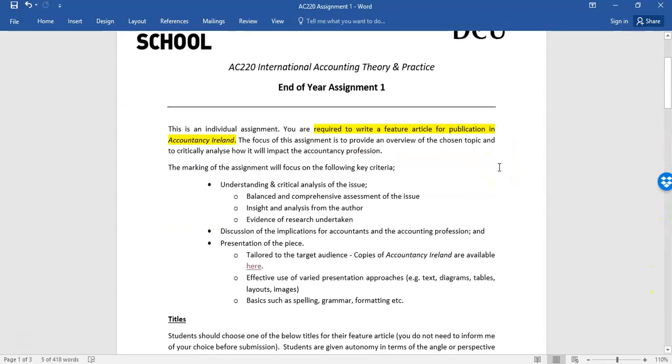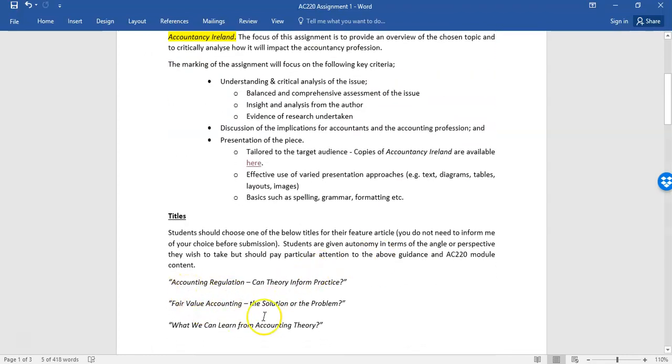It is not an academic piece. If you're using references, you should really be doing footnotes and putting all your sources then in a detailed bibliography at the end. But make sure you read Accountancy Ireland now, get a flavour of what's expected and have a think then, which one do I want to do here?